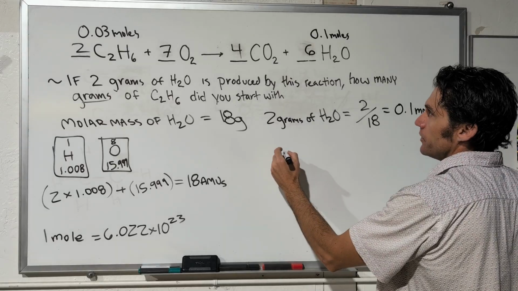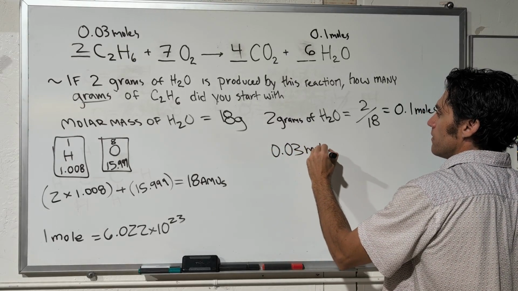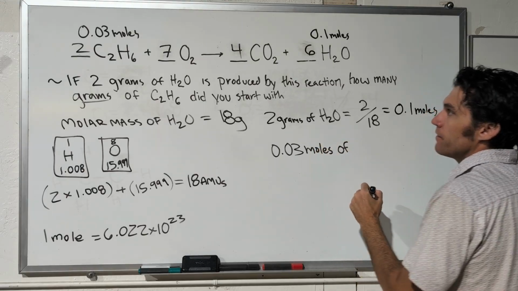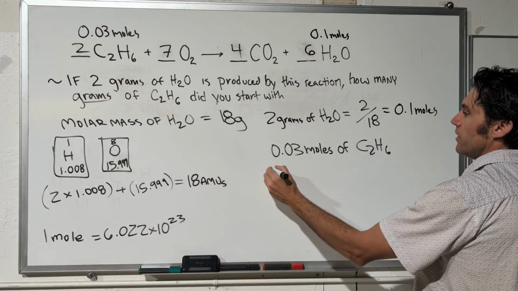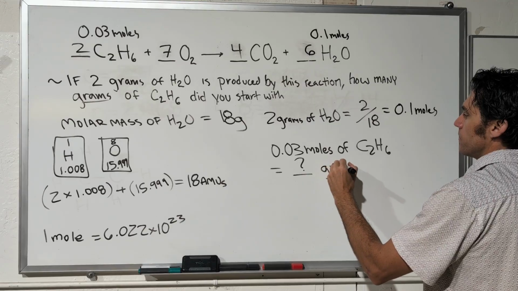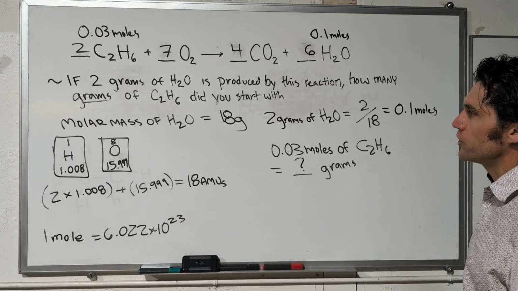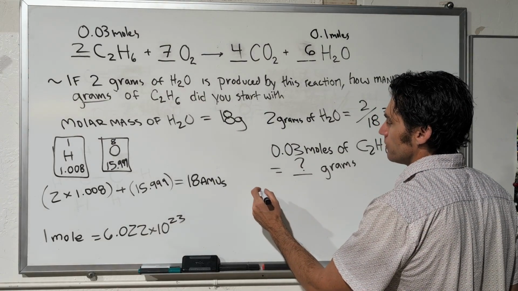So basically, 0.03 moles of C2H6 equals how many grams? And the first thing we have to do for this is find out what the molar mass of C2H6 is.